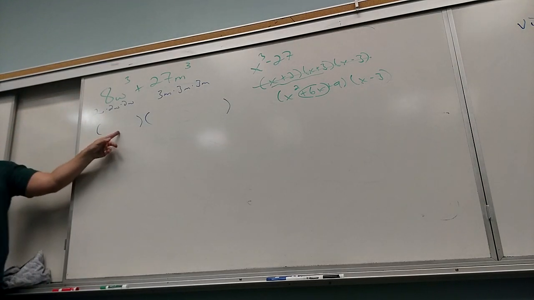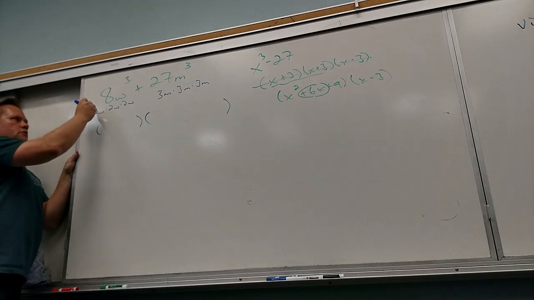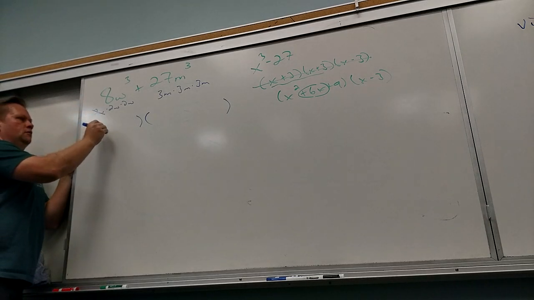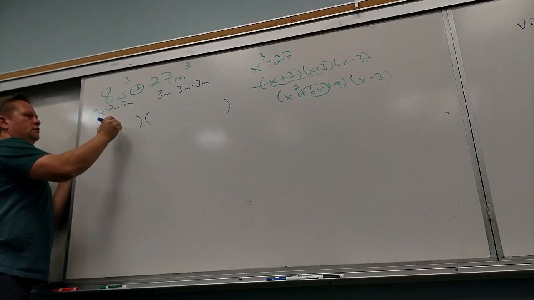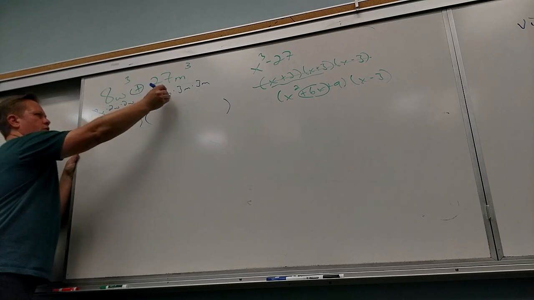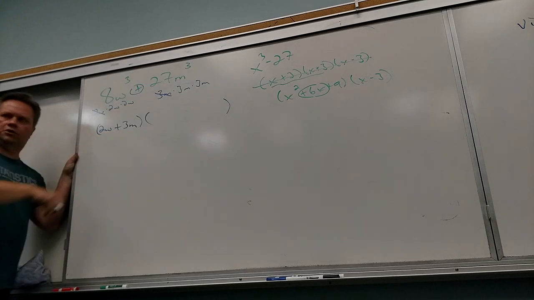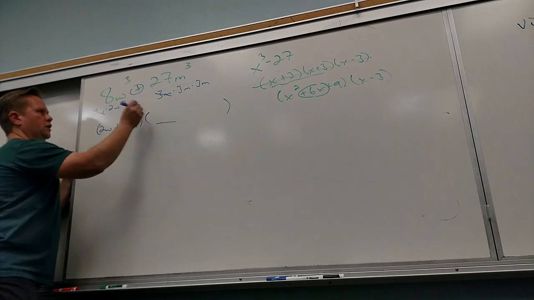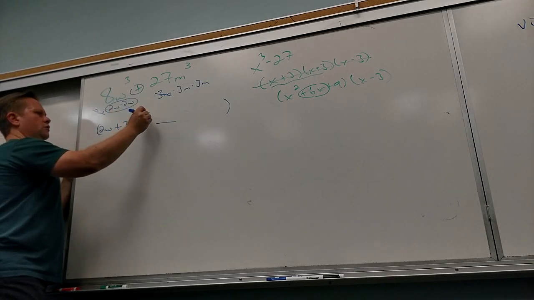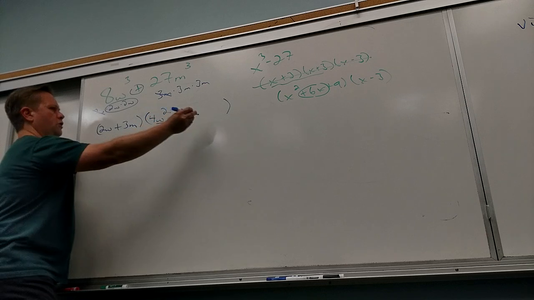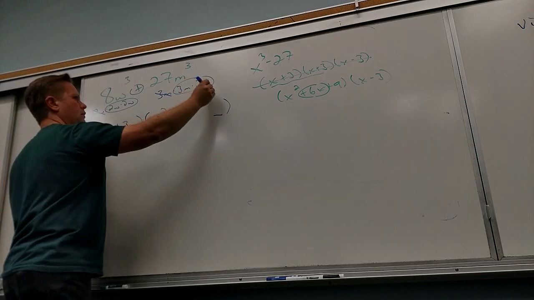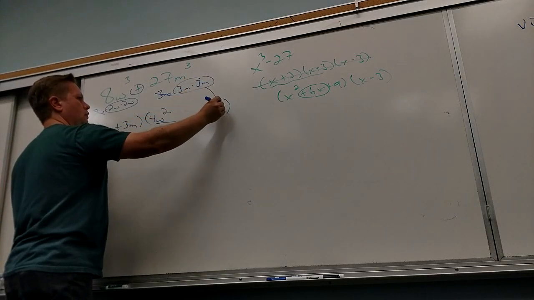What goes into the little dude? 2w plus 3m. So one of each thing goes into the little dude, which means what goes here, 4w squared. What goes at the end, 9m squared.